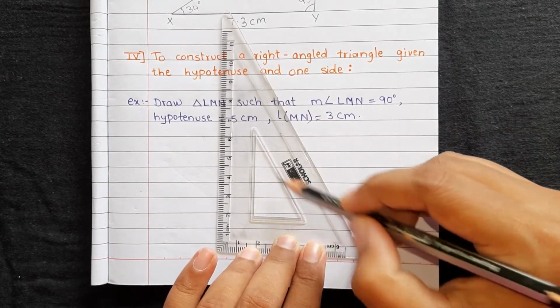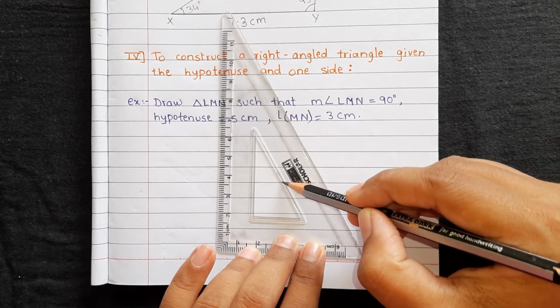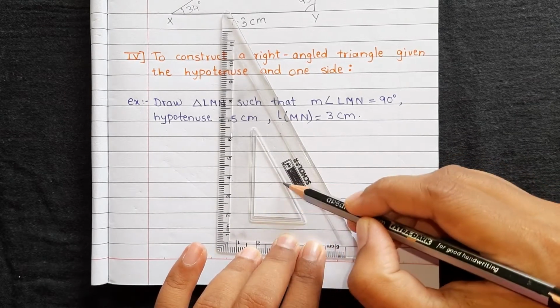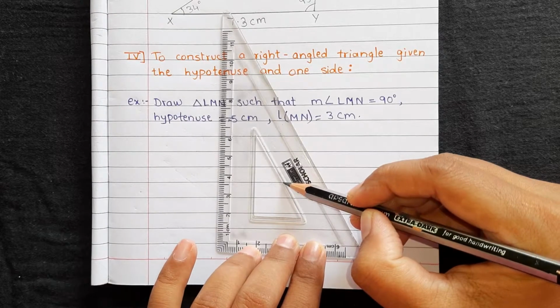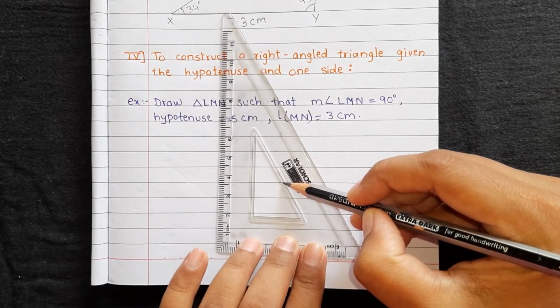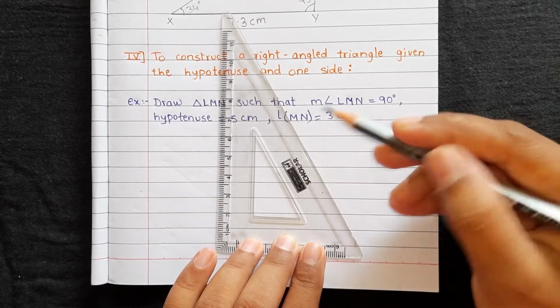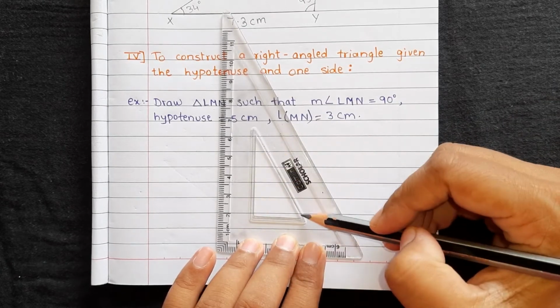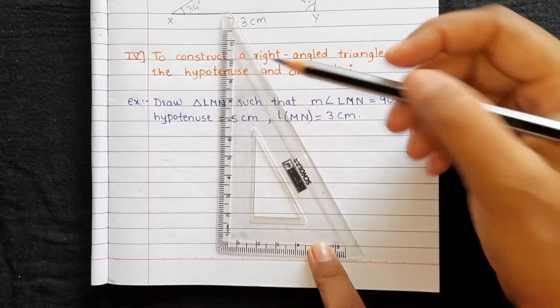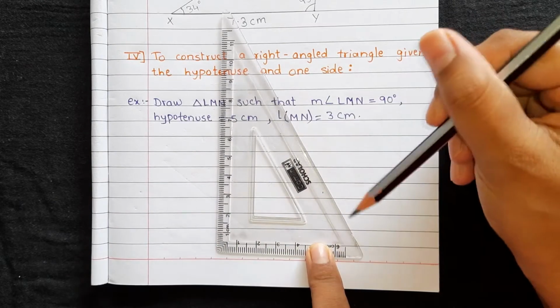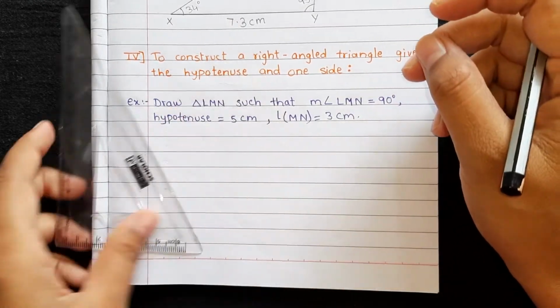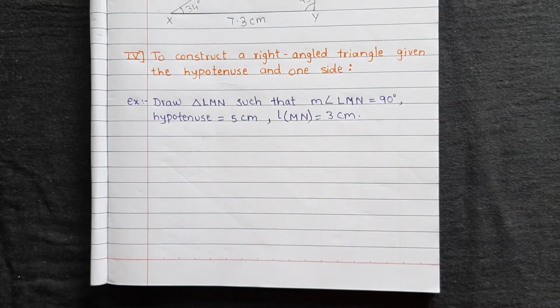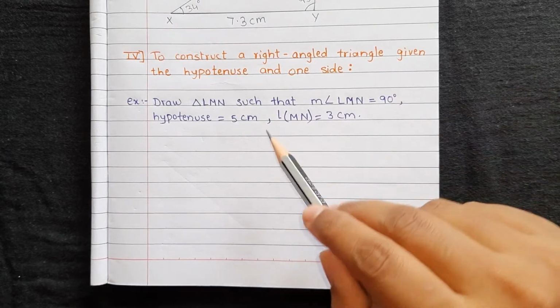In a right angle triangle, the side which is opposite of the 90 degree angle is called the hypotenuse of the right angle triangle, and it is the longest side of the triangle. Means in that triangle, hypotenuse will always be the longest side. So we will start the topic with one example.